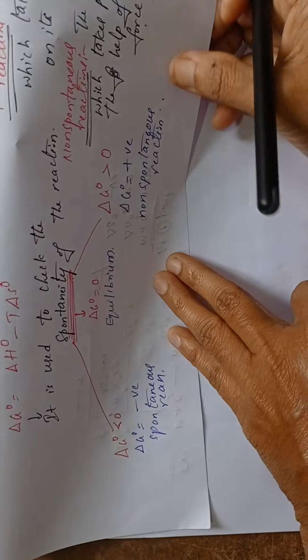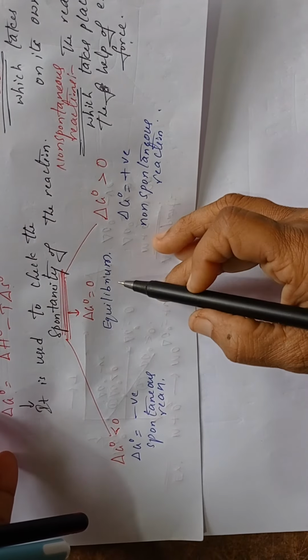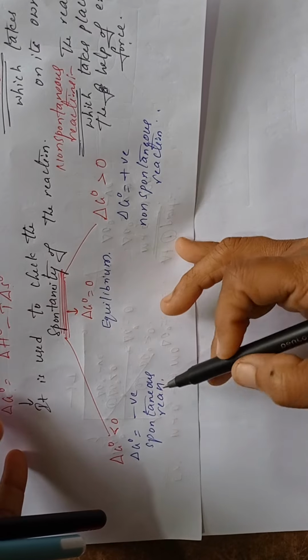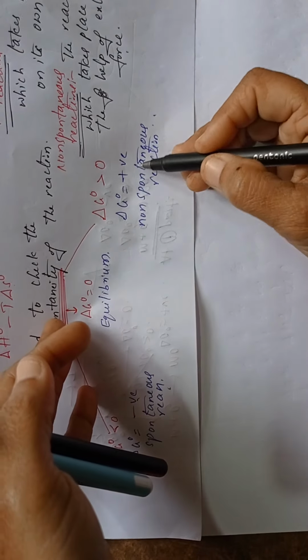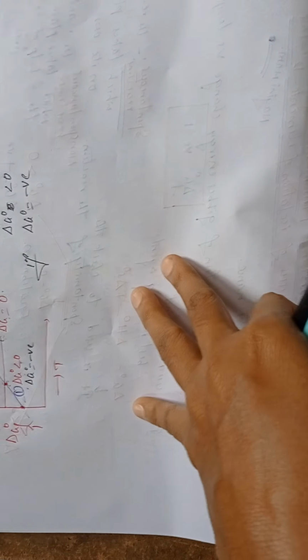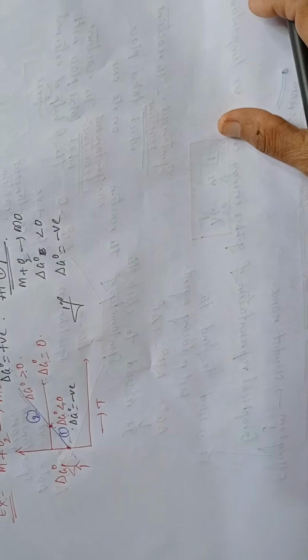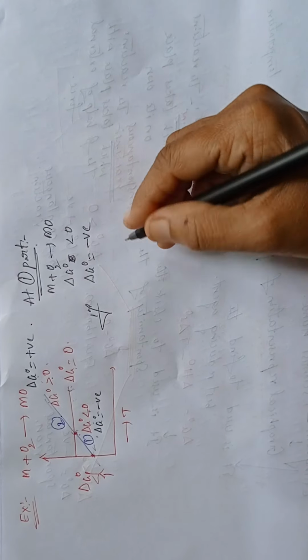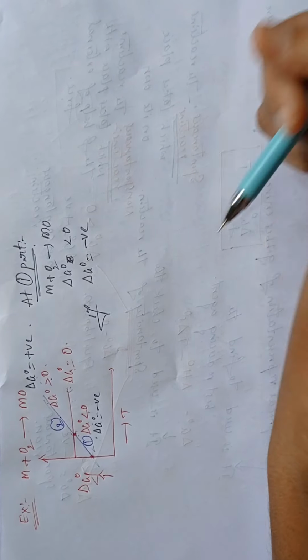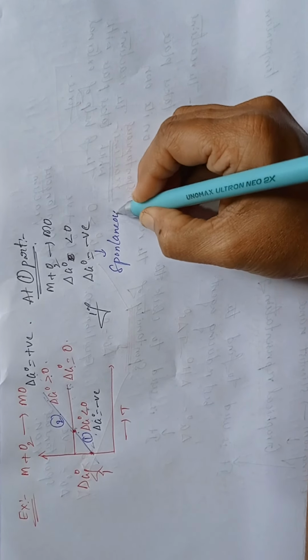See here, delta G naught equal to 0, the reaction is at equilibrium. If delta G naught is less than 0, negative means spontaneous, and positive means non-spontaneous reaction. So here delta G naught is negative, which means the reaction is spontaneous.